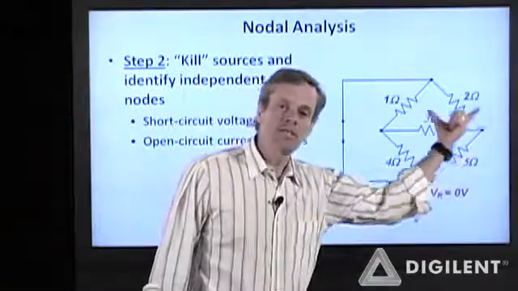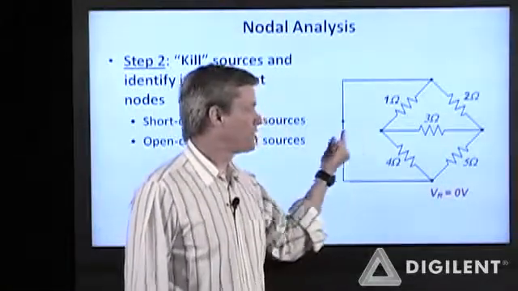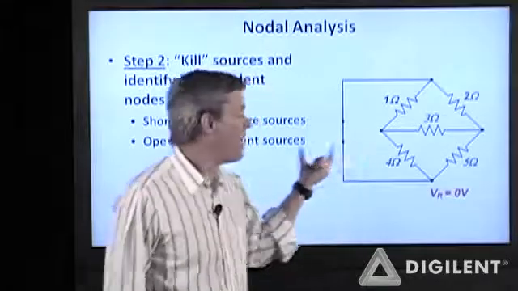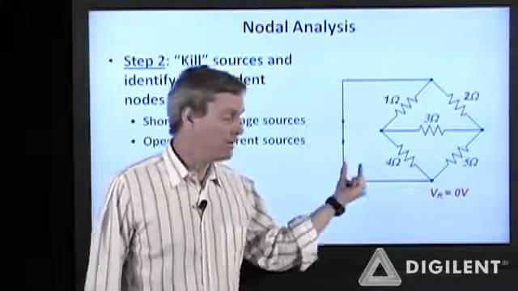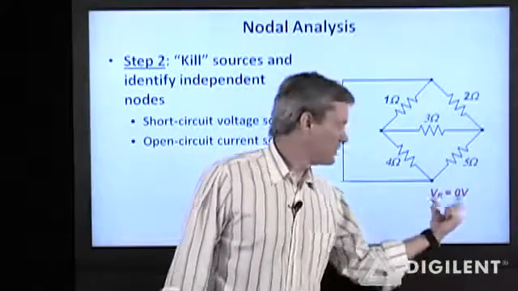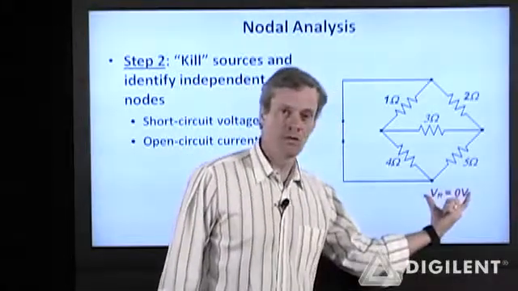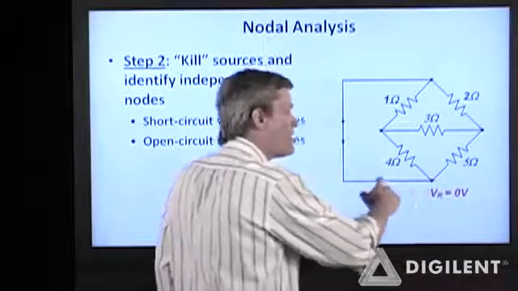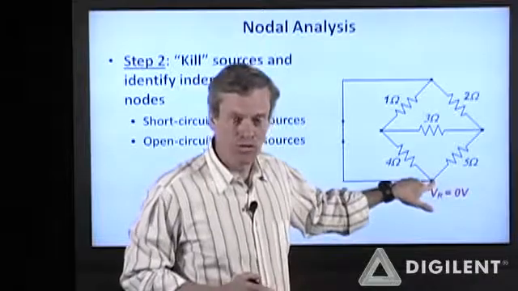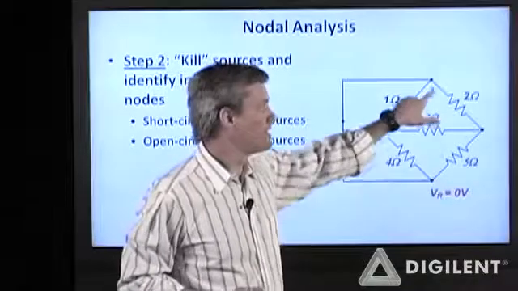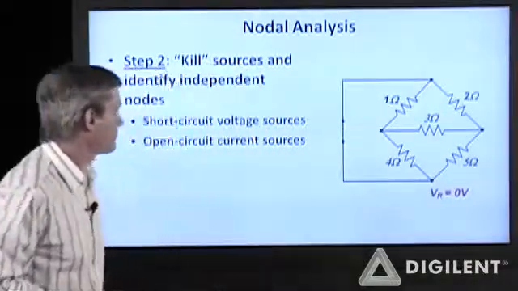So this is our previous circuit. It had a single voltage source, a 5-volt source right here. I've killed that source by replacing it with a short circuit. Our old reference voltage node was down here. It's 0 volts. Now, this node up here is not a different node than the one down here. This is not an independent node.